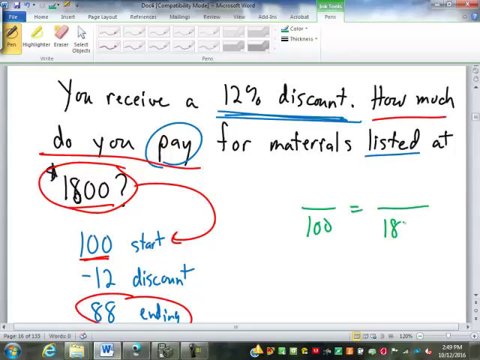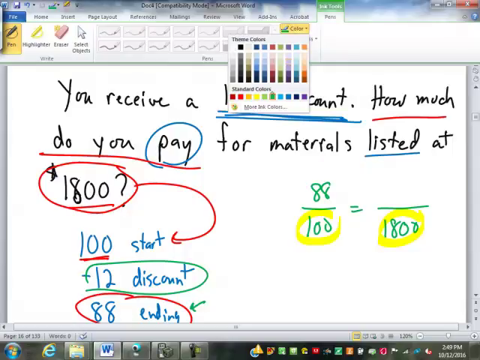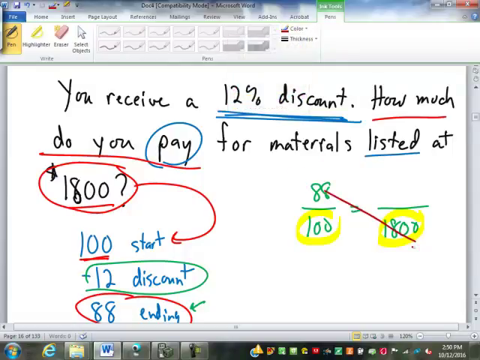I mean, the 1,800 is going to go with the 100% in our proportion. Notice they link together so they're across from each other. We can either find the 12% and subtract it, or we can just go straight to finding the 88%, which is what I'm going to do. So we're going to cross multiply and divide. 88 times 1800 divided by 100.